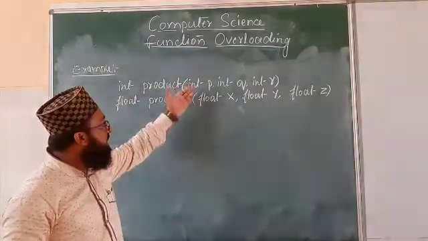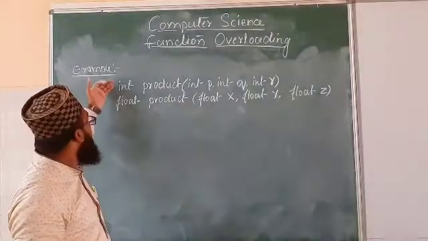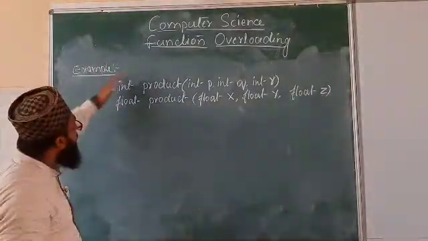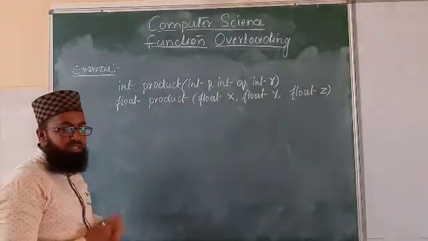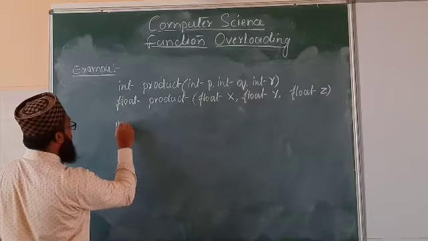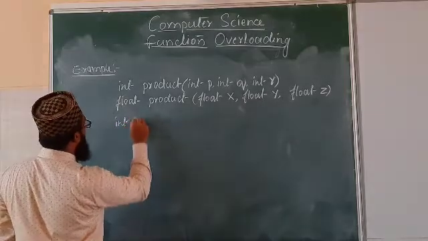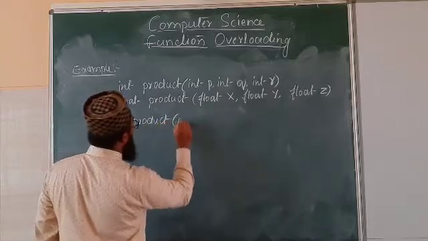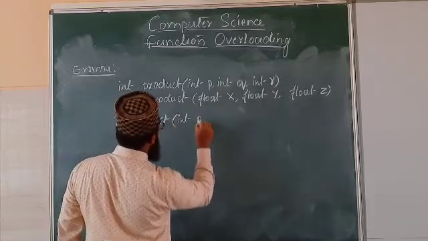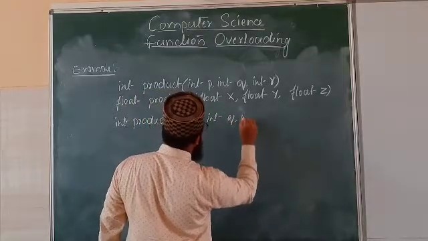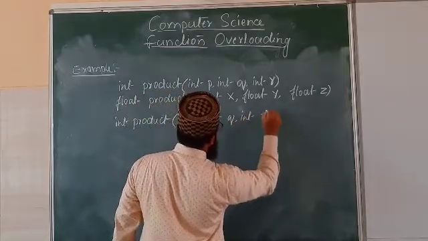One has integer type and one has float type. One has an integer return type, another has a float return type. Now we will write a programming structure for these two functions. First I will take the integer type: int product, int p, comma, int q, comma, int r.